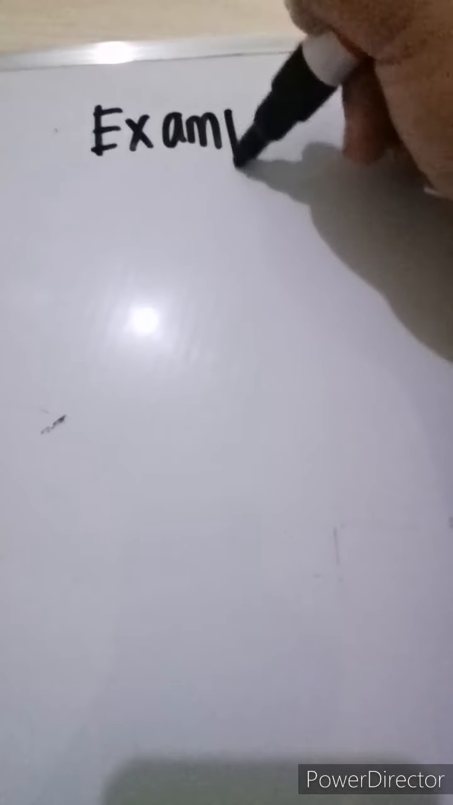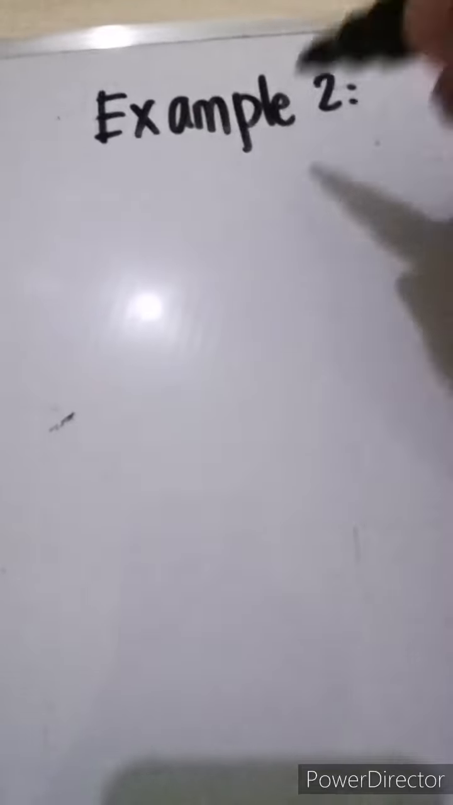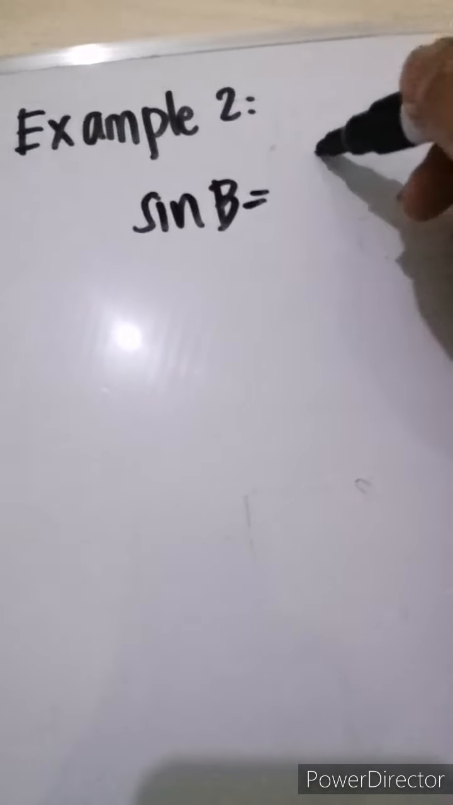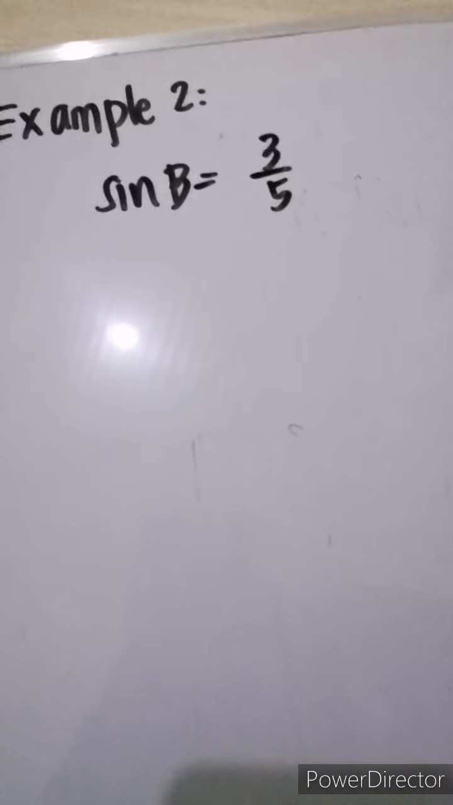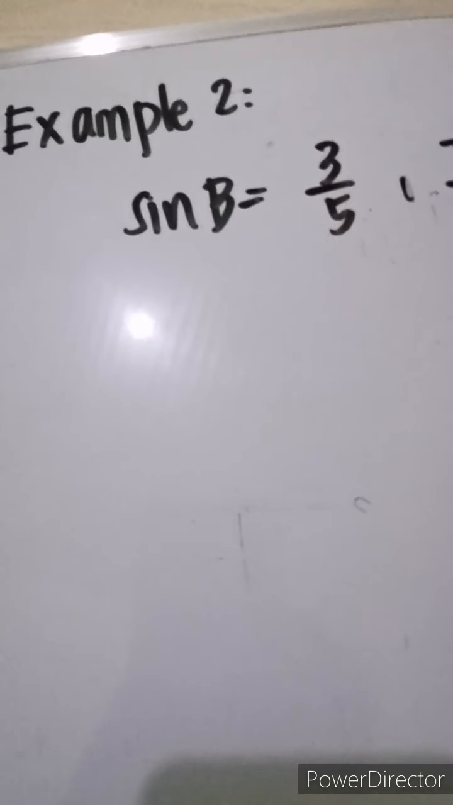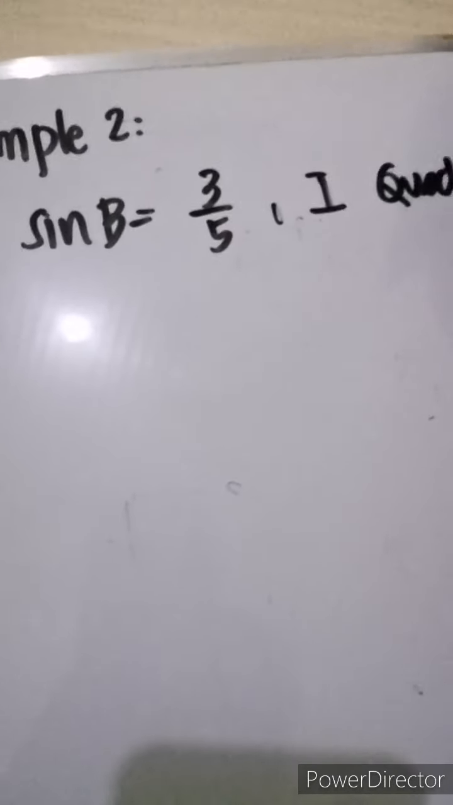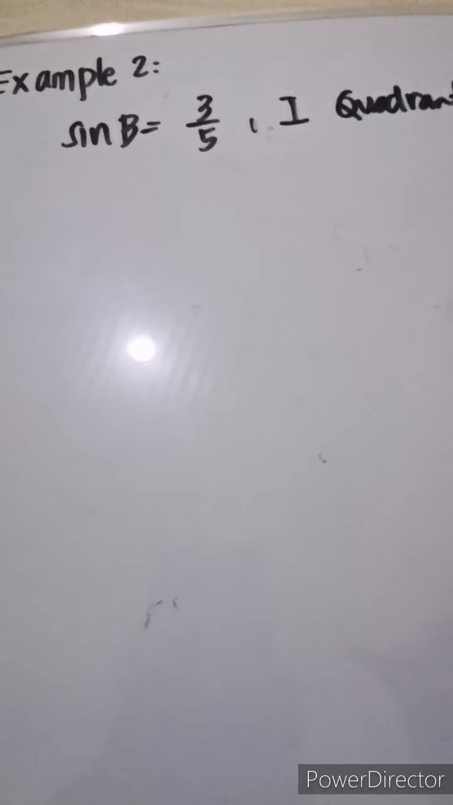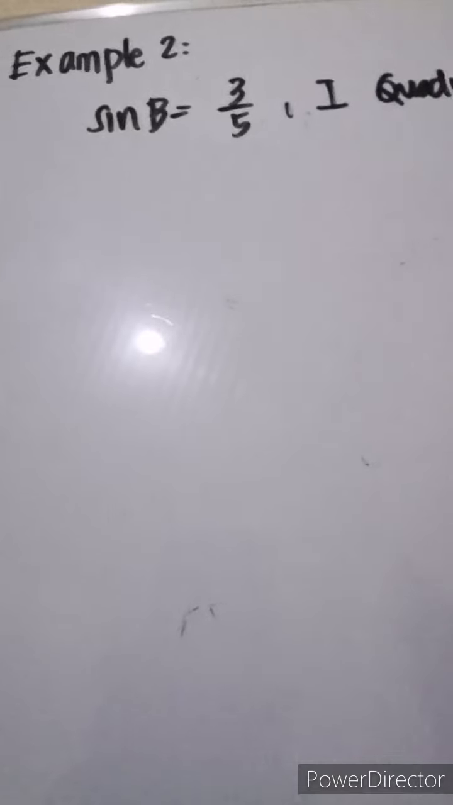Okay, another example. So, find the other trigonometric functions of a triangle in the figure. So, example number 2. So, sine B is equivalent to 3 over 5. So, halimbawa yan. And it is in the first quadrant. Nasa unang quadrant siya. Okay. So, ang una, gagawin natin, drawing natin yung triangle. Paano ba ang drawing na nasa first quadrant?